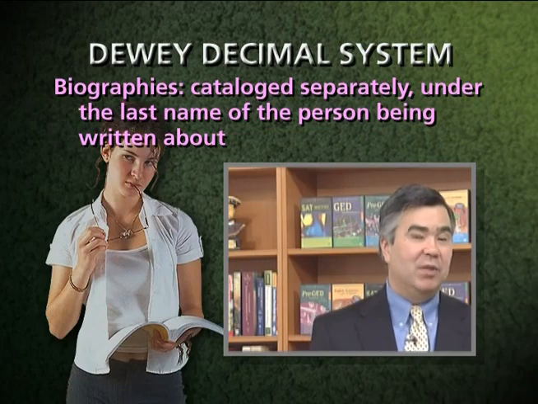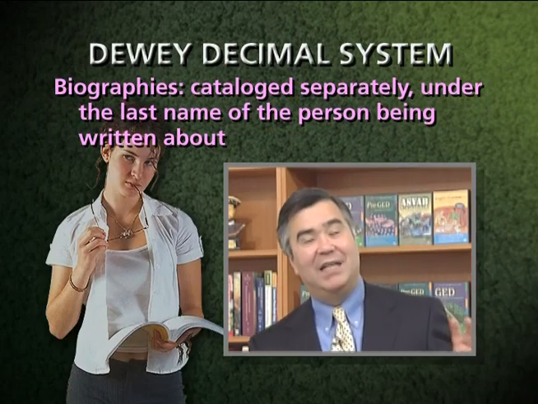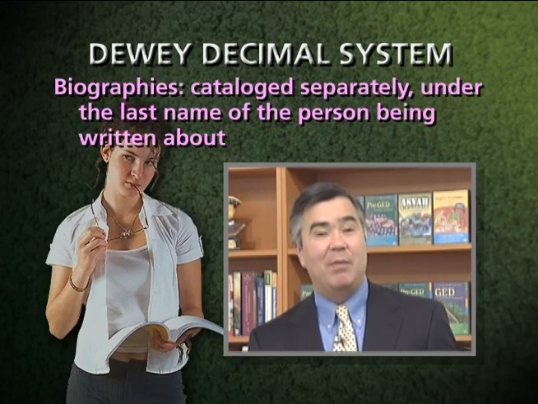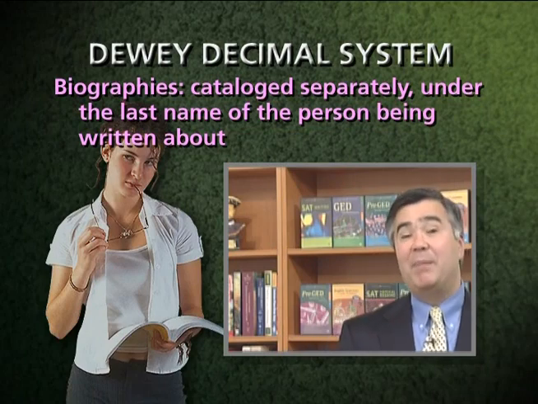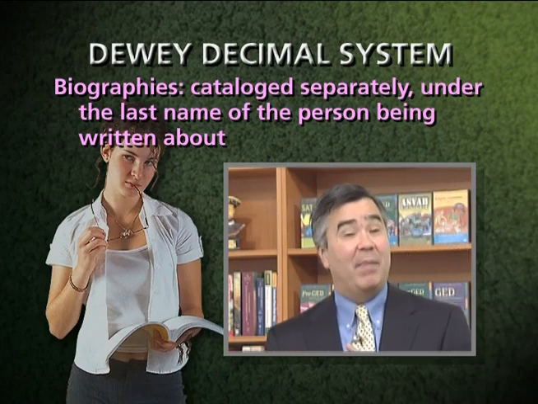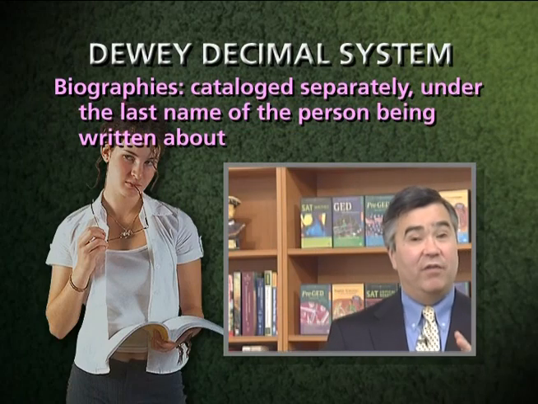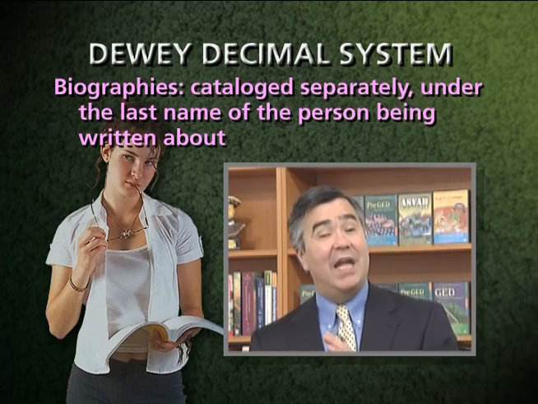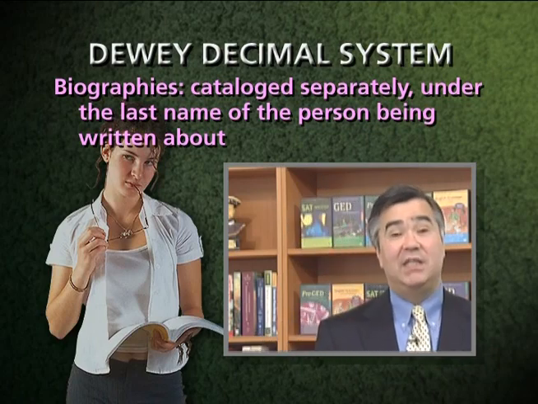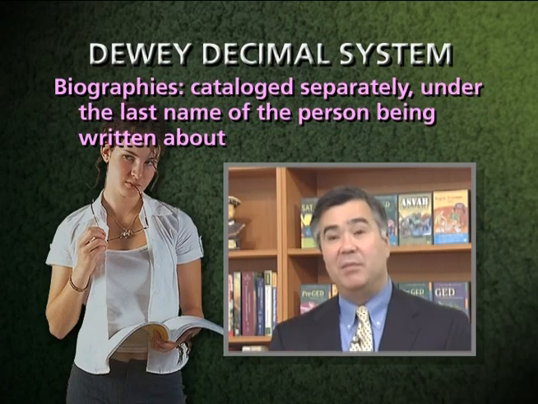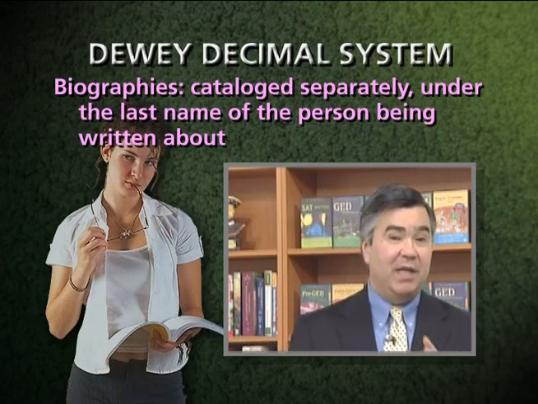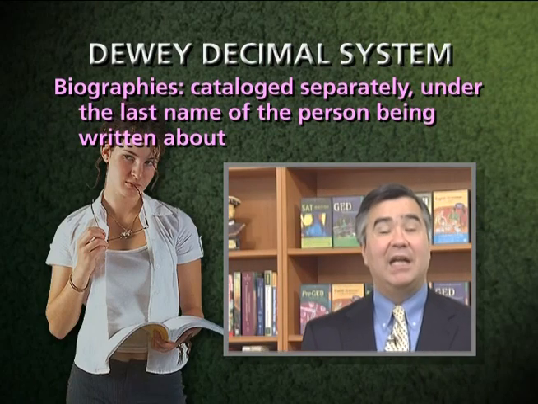Biographies in the Dewey Decimal System are cataloged separately under the last name of the person who is being written about, so that if you were looking for a biography of Malcolm X or of Herman Melville, you would look under their name in the biography section. You would find Melville under the M's, for example, as opposed to being in one of these numbered categories.